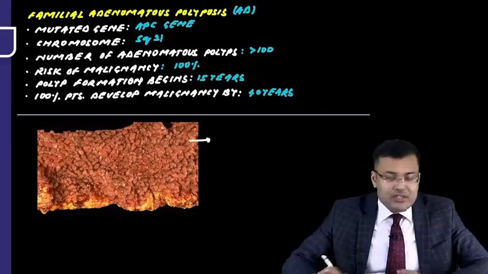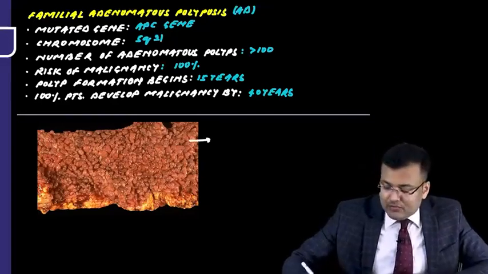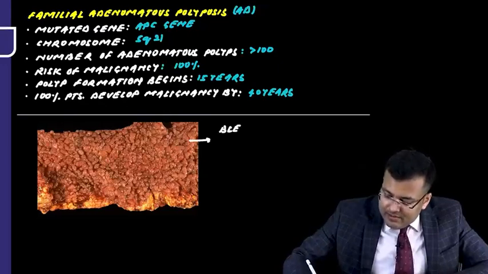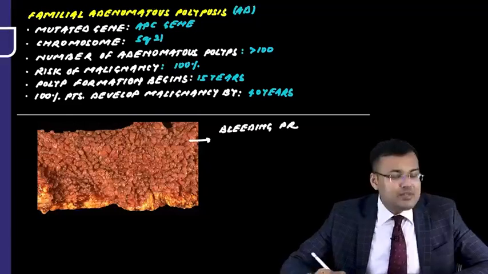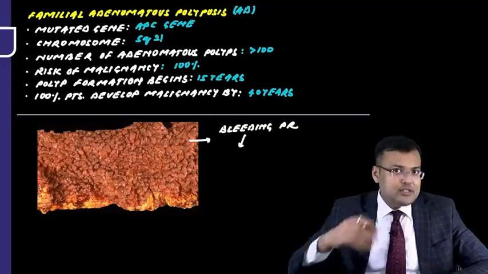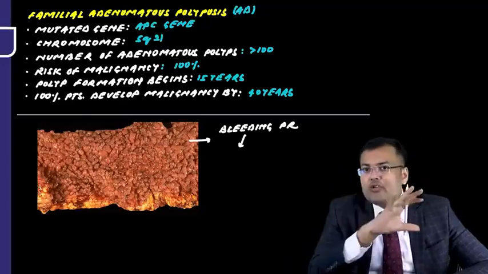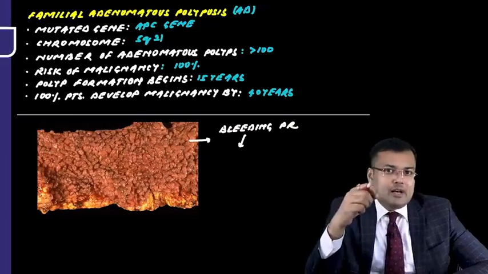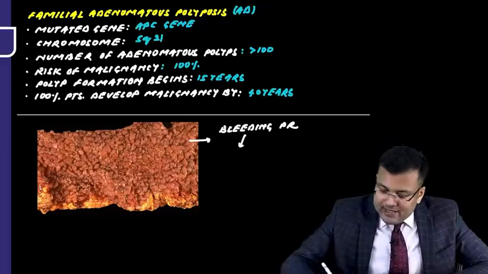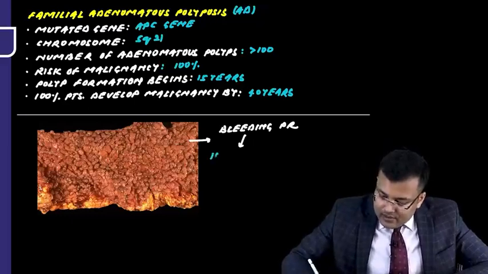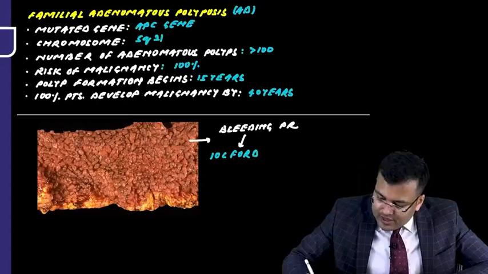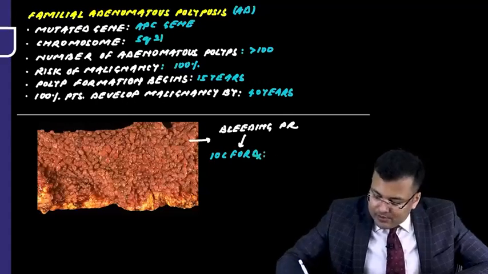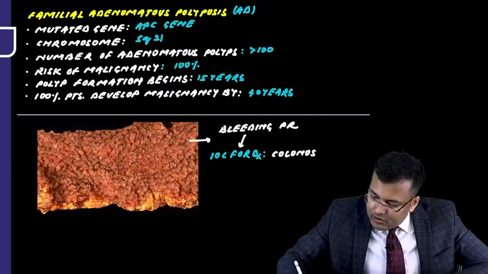In this image, you can see the patient is having multiple polyps. So most common presentation, this patient will be having bleeding PR. How are we going to make the diagnosis? If you perform colonoscopy, you are going to visualize more than 100 polyps. And if you go for biopsy, what kind of polyp? It is adenomatous. So the investigation of choice for diagnosis is colonoscopy plus biopsy.